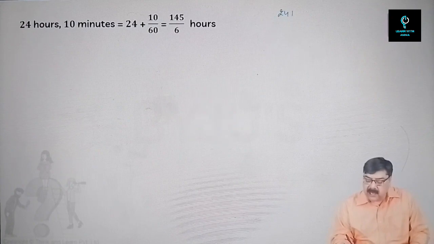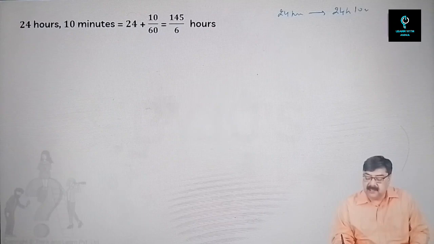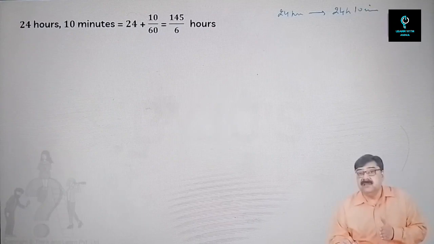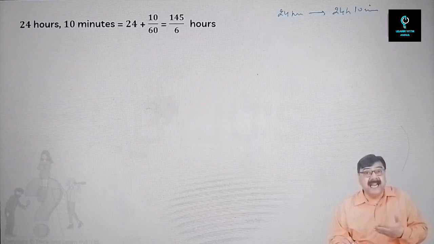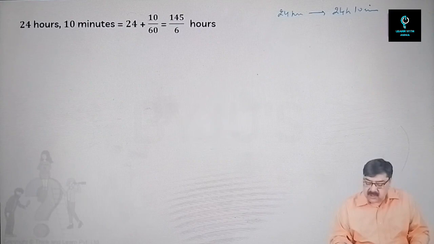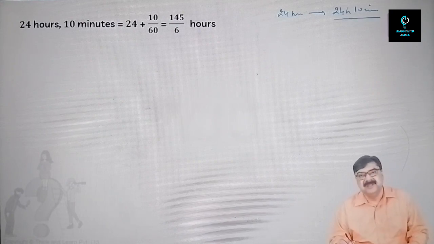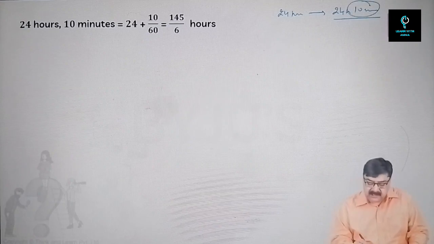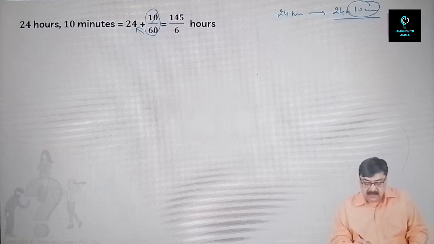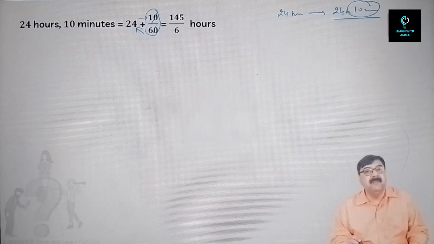Now, it is already given to us that in 24 hours, the clock moves ahead by 24 hours and 10 minutes. Because after 24 hours, the time shown is 8:10 a.m. instead of 8 a.m. So the clock has gone ahead in 24 hours by 24 hours and 10 minutes. Now this 10 minutes is 10 by 60 if you convert it into hours. Zeros cancel. So 24 into 6 is 144 plus this one is 145 by 6.